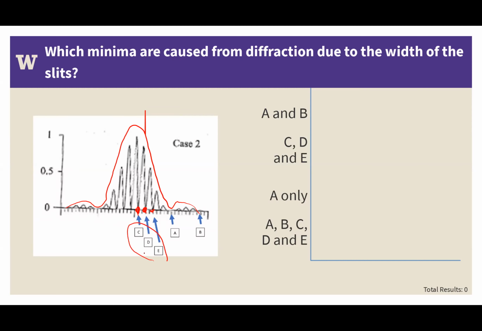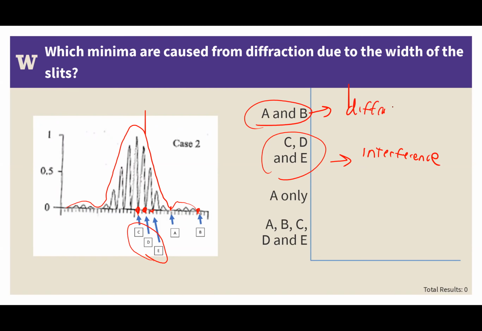So in this picture, C, D, and E all correspond to interference between the 2 sources, whereas A and B are the minima caused by this large scale shape. These are being caused by diffraction. So I could just use the 2 equations and plug in the distances between the slits in the case of interference, or plug in the width of the slits for the case of diffraction and get the right answer. But it's useful to have this visual intuition to understand from the pattern on the screen which of these minima are caused by interference and which are caused by diffraction.